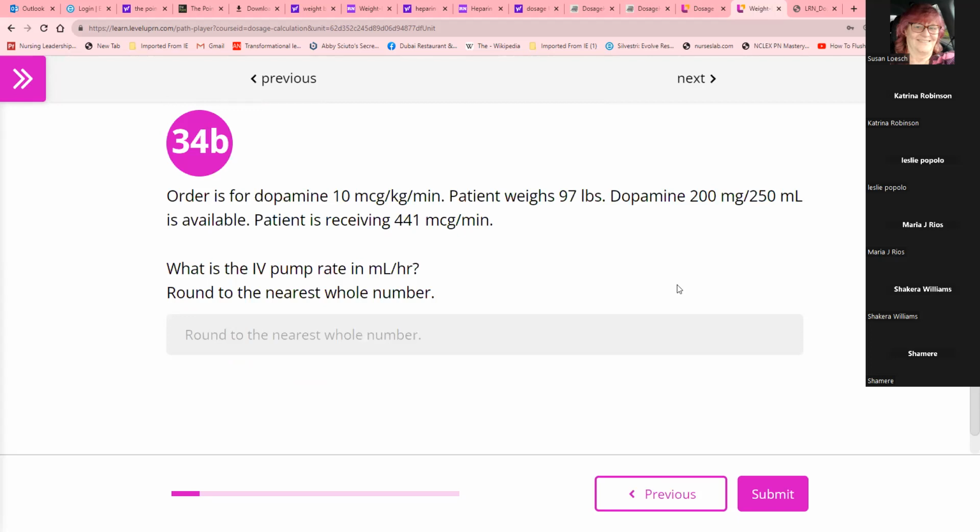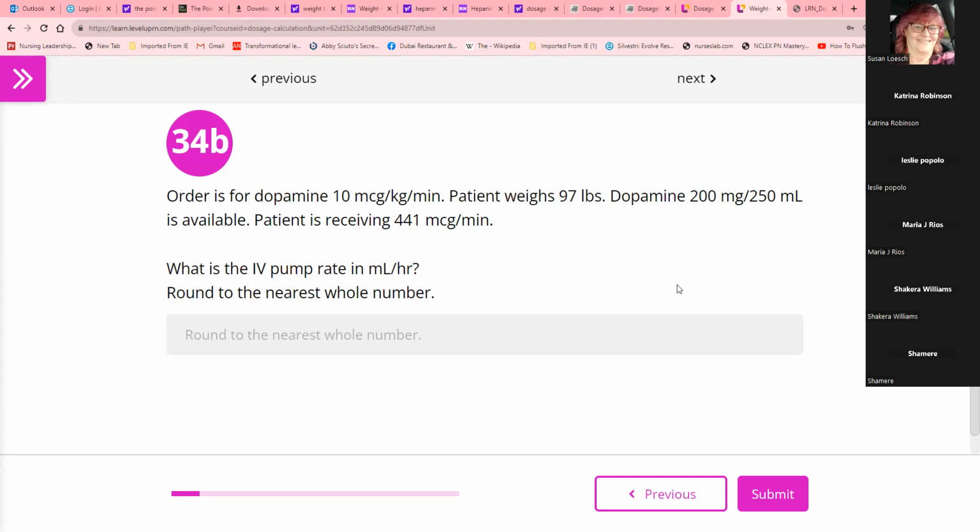Here's another one. See if you can do it. Oh, wait a minute. That's the same one. All right, so this is the one where we got the micrograms per minute. They're getting the 441 micrograms per minute, and it's asking you to set the pump in mLs per hour. All right, so remember the steps for this one? Yes, we're going to divide the 441 over the 200 milligrams times the 250 mLs. But don't we have to convert something? Yes. Change the micrograms to milligrams.